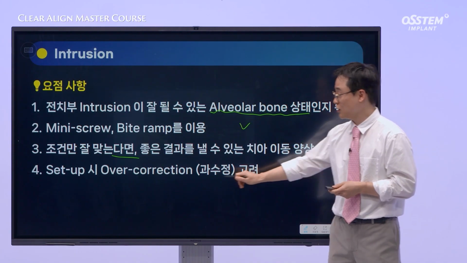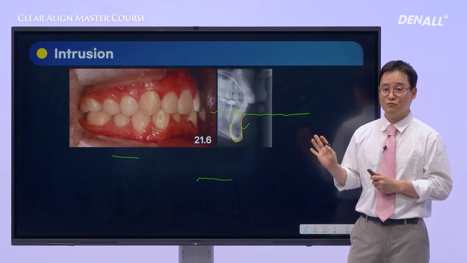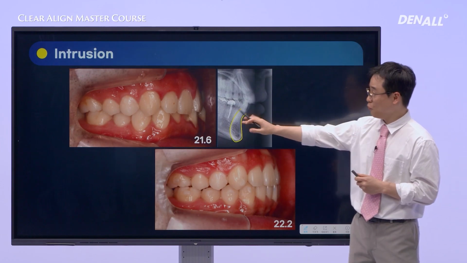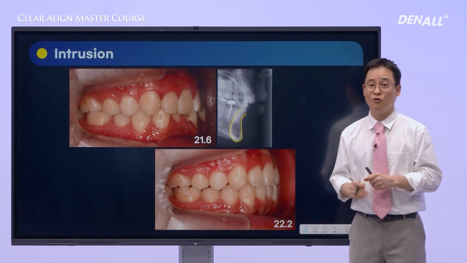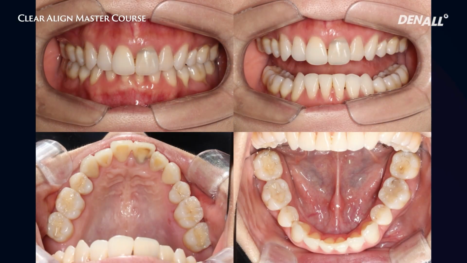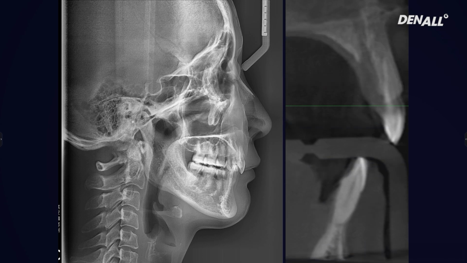In some cases, additional support such as mini screws may be necessary. It's best to include overcorrection in the later stages of the treatment. So what does this mean? You might think that clear aligners are great for fixing deep bites. But if we apply clear aligner treatment to this patient with a deep bite, will it really work just as well? If you take a look at the patient's symphysis and alveolar bone housing, it's very thin.